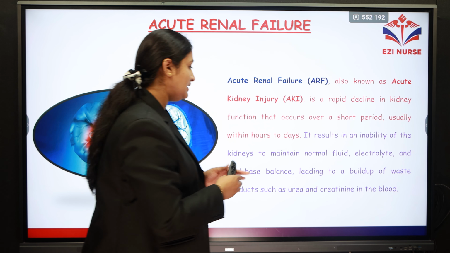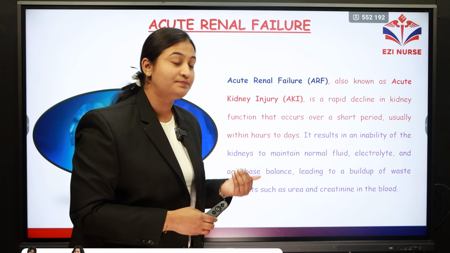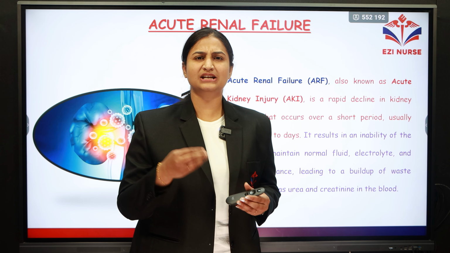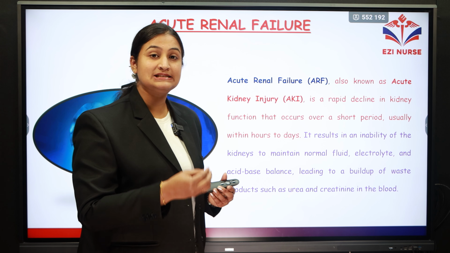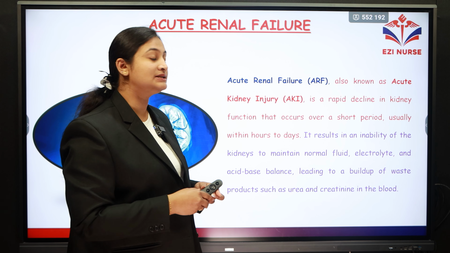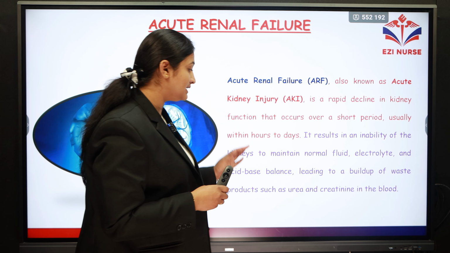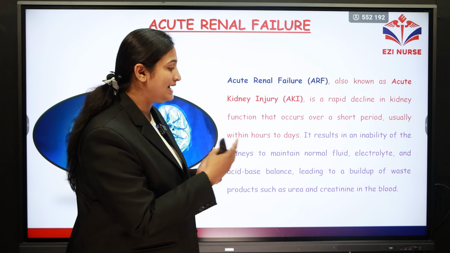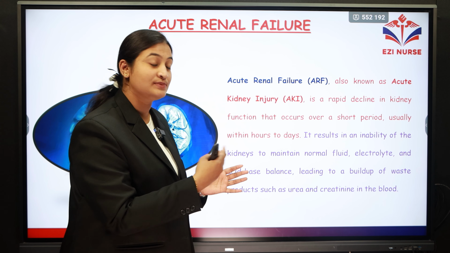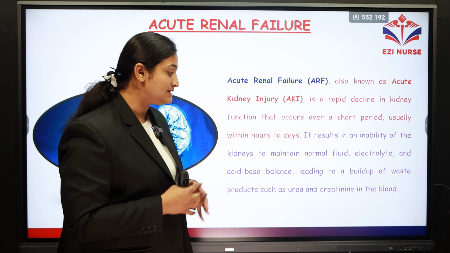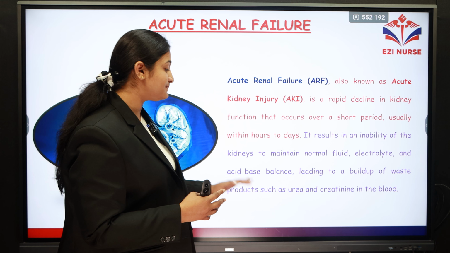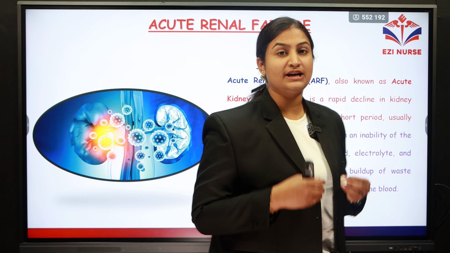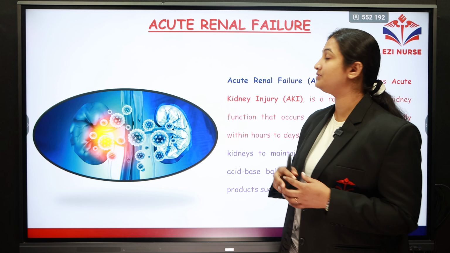Acute renal failure and acute kidney injury are the same, and it is a rapid decline in the kidney function that occurs over a short period of time, usually within hours or days. It results in an inability of the kidney to maintain its normal fluid level, electrolyte balance, and acid-base balance, leading to a build-up of waste products such as urea and creatinine in the blood. So this is the main introduction, or a small gist, about acute renal failure.